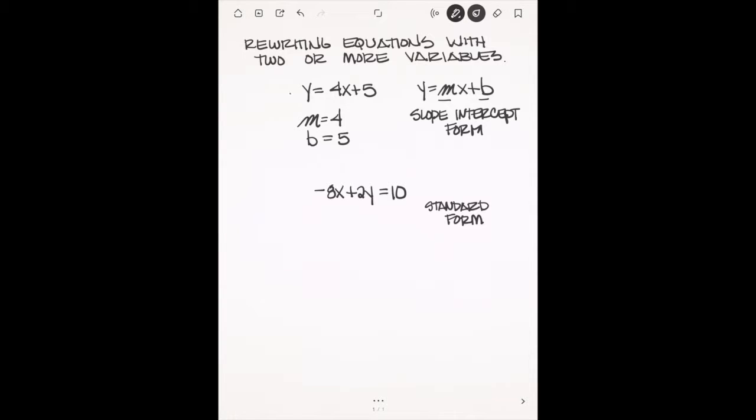Here we have y by itself. Here we have x and y on the same side of the equal sign. So if I wanted to find the slope and the y-intercept, I would have to rearrange this equation and get it to look like y equals mx plus b. To do that, I would have to solve for y. I would have to get y by itself.